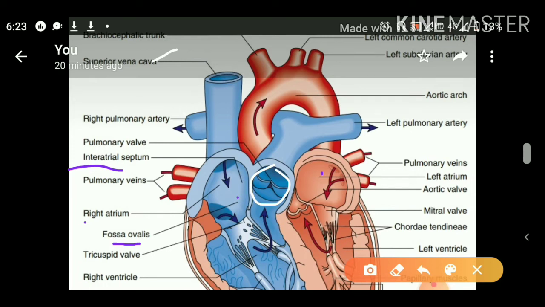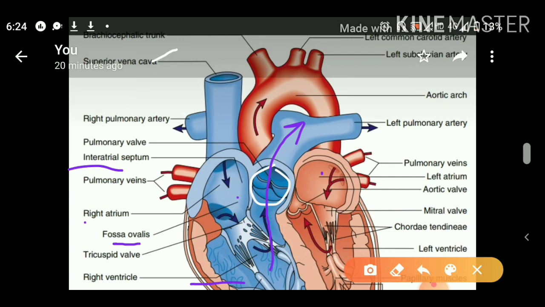Tricuspid valve, I hope it is very clear because in the diagram it was very clear. Tricuspid valve is present between right auricle and right ventricle. It prevents backflow of blood from right ventricle to right auricle. Now this one is right ventricle. It is the lower chamber of right side which pumps deoxygenated blood to pulmonary artery. It's blue in color because it carries deoxygenated blood.